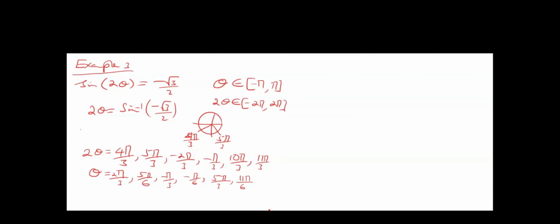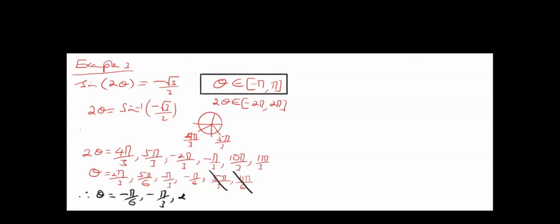All right, now after we're done with this, what we need to do is look at our original given domain, not the one we multiplied by 2. That original domain is restricted, from negative pi to pi. So any value that's bigger than that, we just disregard; we're not going to take it. Therefore, our final answer is, we put them in ascending order. So that's my solution to that question.